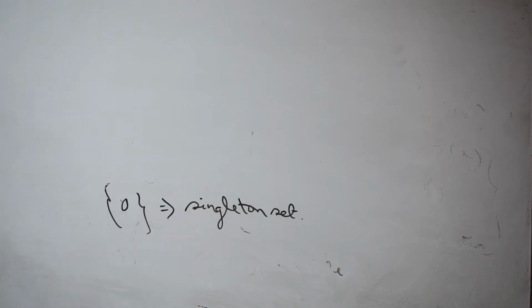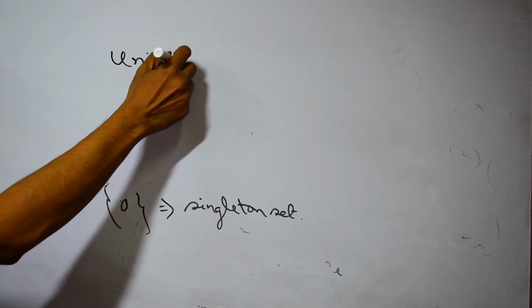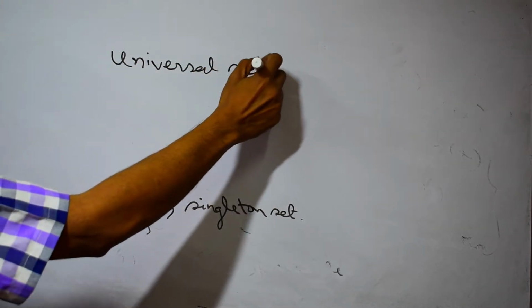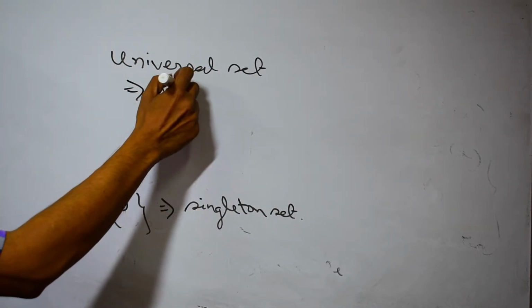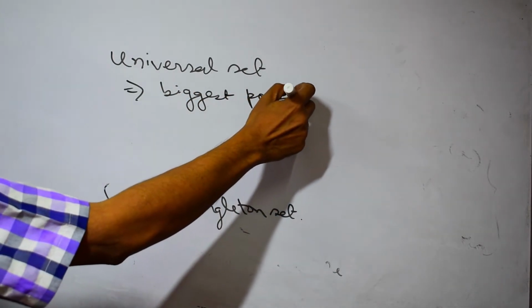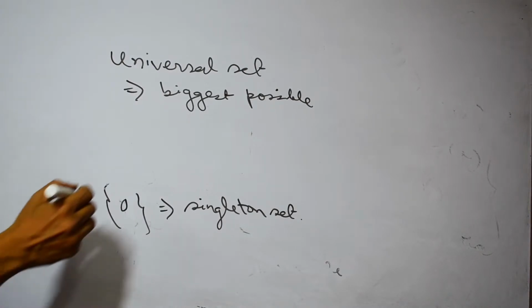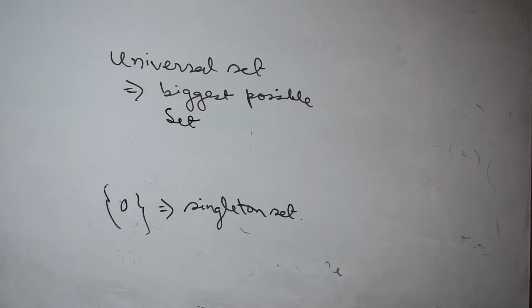Similarly, we have one more point, that is universal set. This is the set which is biggest possible. Biggest possible set means the set which is the biggest possible collection of all elements of that item.